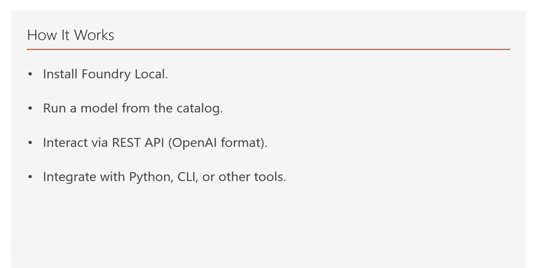Now, regarding how Foundry Local works, it's pretty straightforward. First, you need to install Foundry Local, then run a model from the available catalog, and interact with it using the provided REST API. Since the API follows the OpenAI format, integration is simple and can be done from Python, command line interfaces, or any tool that supports HTTP requests.